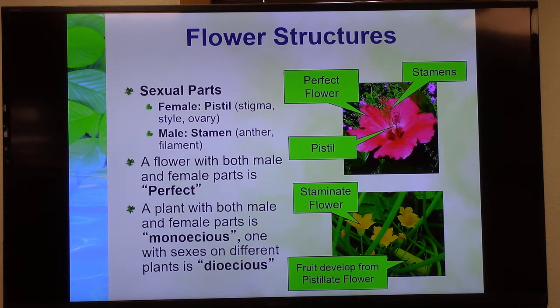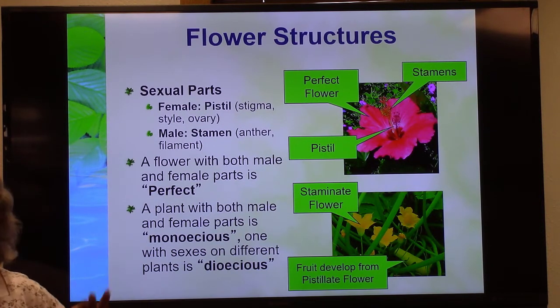Some plants are monoecious, but the male parts are in one flower and the female parts are in a different flower. But they're all in the same plant. Sometimes you'll have a plant where all the flowers are nothing but male parts, and a separate plant will have flowers that are nothing but female. So the entire plant is a boy or a girl. And that's called dioecious, 2 houses. Give you an example of that. Sweet gum.